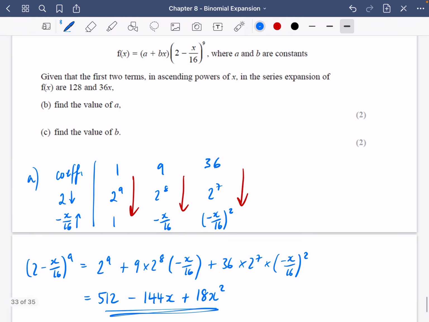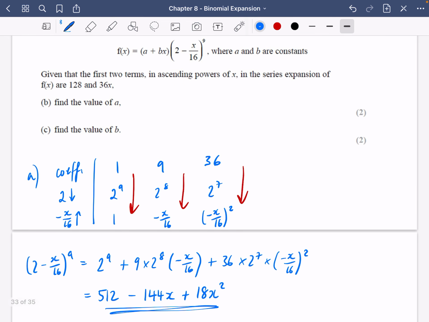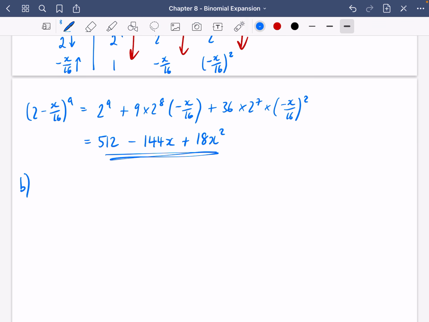Then it says f of x equals a plus bx multiplied by the thing that we've just done, where a and b are constants. Given that the first 2 terms in ascending powers of x in the series expansion are 128 and 36x, the series expansion is just all of these things we've been doing, literally just the expansion. We're going to find the value of a and the value of b. So we're multiplying the expansion by a plus bx. I'm going to multiply a plus bx by 512 minus 144x plus 18x squared.